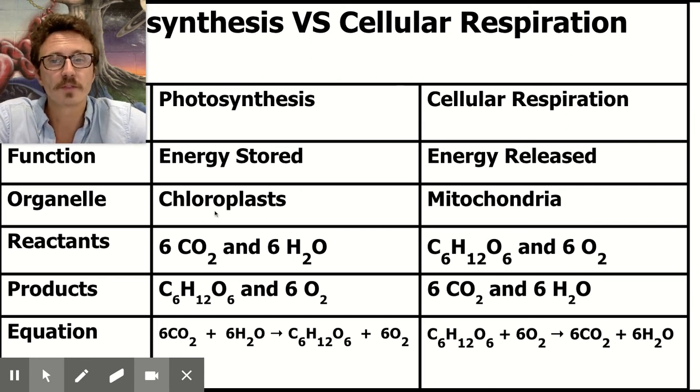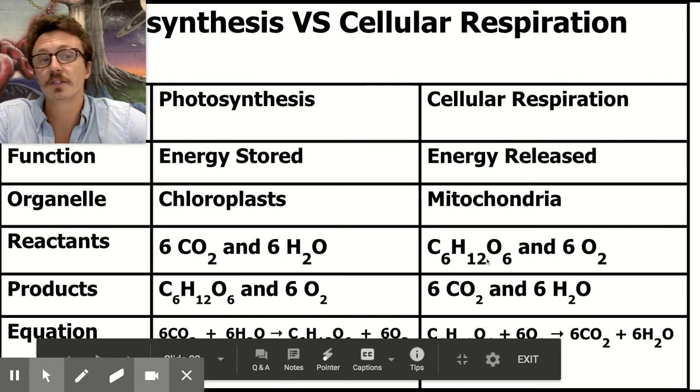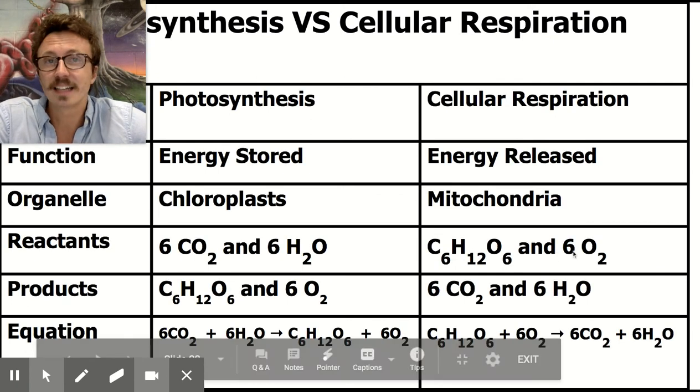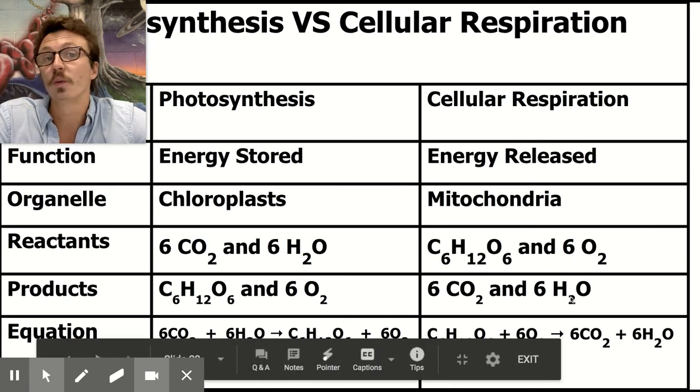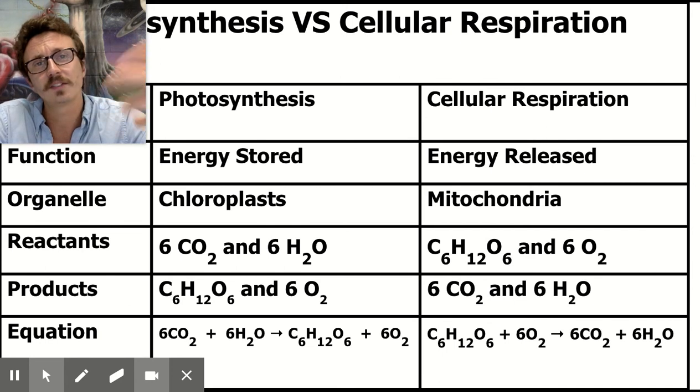What organelle performs photosynthesis? The chloroplast. Who does aerobic respiration? The mitochondria. What are the reactants of photosynthesis? Well, plants need carbon dioxide and water to produce glucose and oxygen, whereas the mighty mitochondria takes that glucose and the oxygen, breaks it down to form carbon dioxide and water. And here at the bottom, I've got the equations listed. Really, if I were you, I would memorize the equation for photosynthesis, and then I would just remember, oh yeah, cellular respiration is more or less the same equation, but simply backwards.